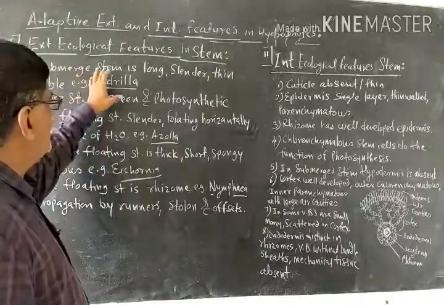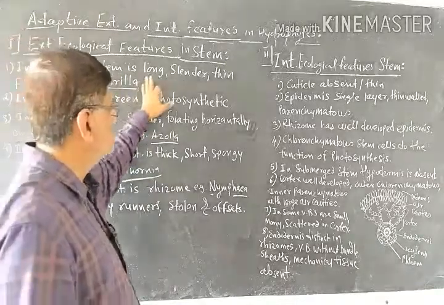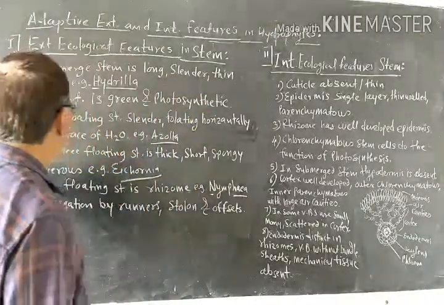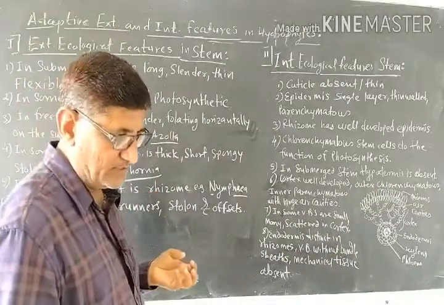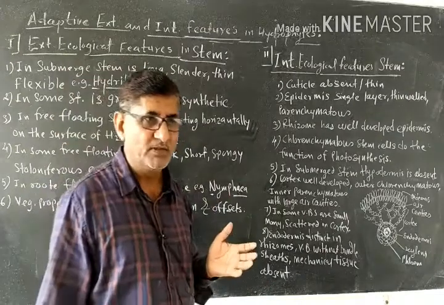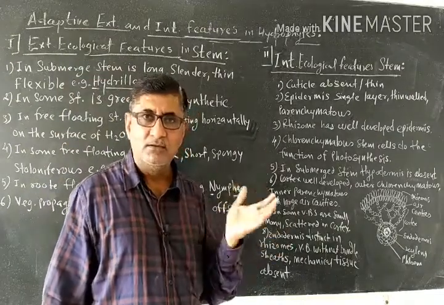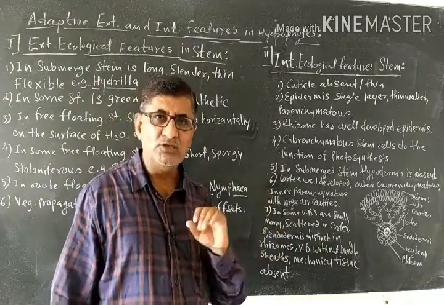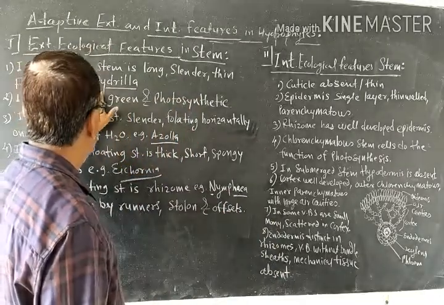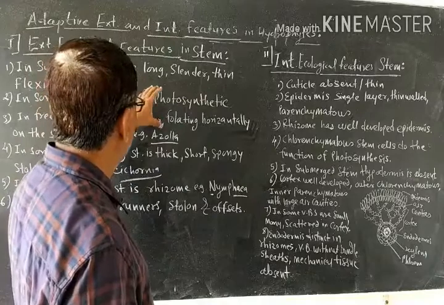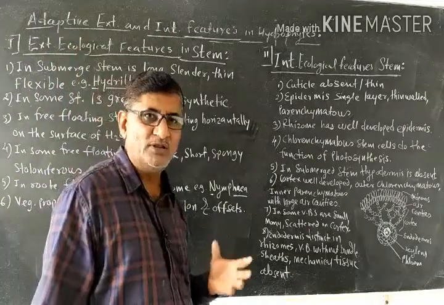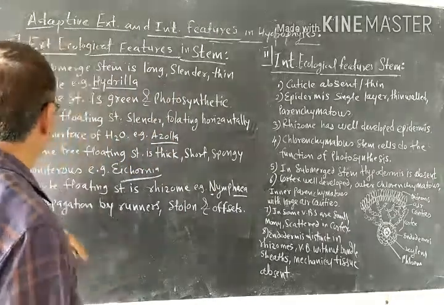In a submerged hydrophyte, the stem is long, slender, somewhat thin and flexible like a wire. That flexibility helps the stem change direction along with the water flow. For example, in the case of Hydrilla, you will see such a modification. The long, slender, thin, wiry or flexible stem is there.